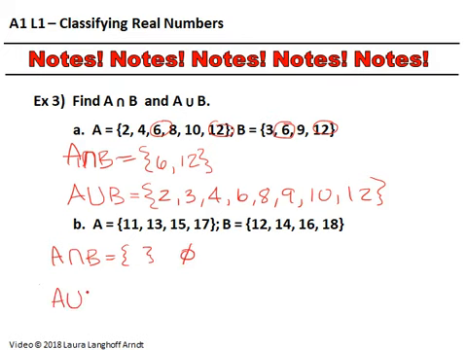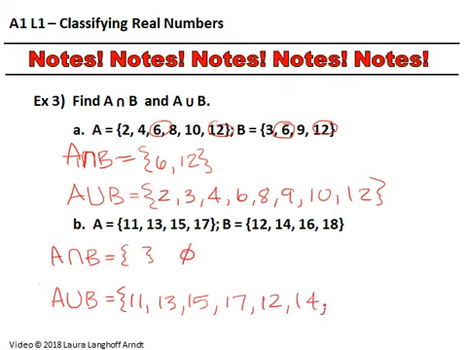Now the A union B. I hope you're getting these on your own and not just waiting for me. That's all of them. 11, 12, 13, 14, 15, 16, 17. But I'll tell you what, you do not have to write them in order. 11, 13, 15, 17, 12, 14, 16, and 18. There we go. See? Hey, look. That one's kind of messy. Still okay. All right, let's move on.